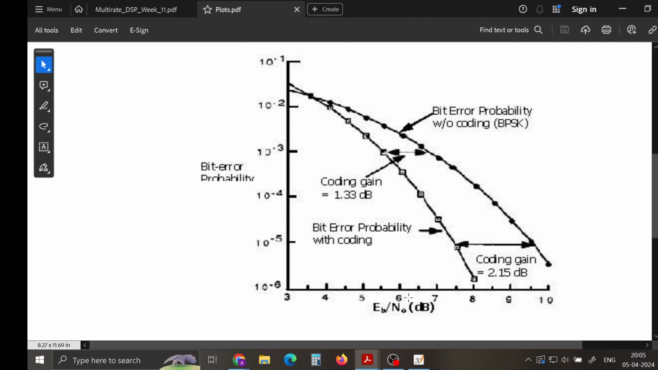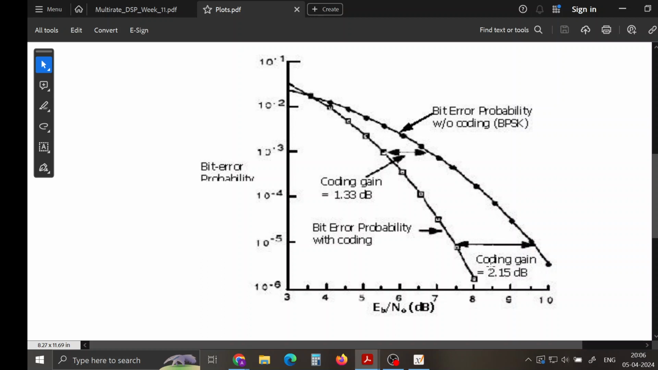Now if for a particular value of SNR, you draw a vertical line like this, then what you will observe is that the bit error probability curve with coding has a lower probability of bit error for the same SNR as compared to the scenario without coding. So that's how coding is helping. And this gain, this difference between the two curves, is specified in dB. For this particular point, it is 1.33 dB. As you increase your SNR, you see the difference grows. The difference is more prominent.